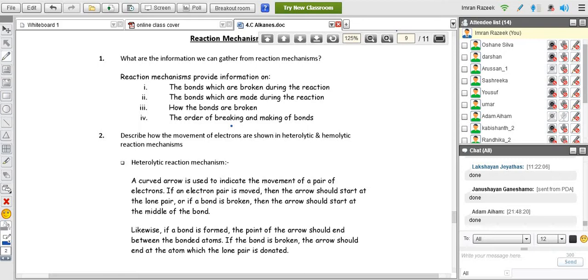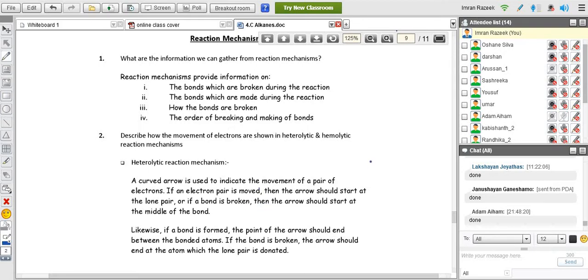When bonds are made, the stronger bond is always made first, and the weaker bond is made last. In the bond breaking process, the weak bond breaks first, and in the making process, the strong bond is made first. The order of making and breaking bonds, and how the bonds are broken and formed, is explained by the reaction mechanism.